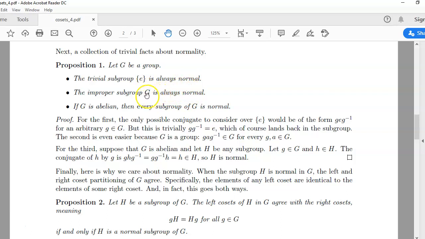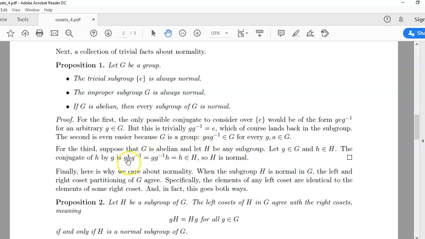Something moderately more interesting is that if G is abelian, then every subgroup is normal. So in an abelian group, normality is not interesting because every subgroup is normal. Okay. Now the third one's worth talking about. It's true. Suppose that G is abelian now, and let H be any subgroup. My job is to prove that H is normal. Okay, which means I've got to check all conjugations of H by G.